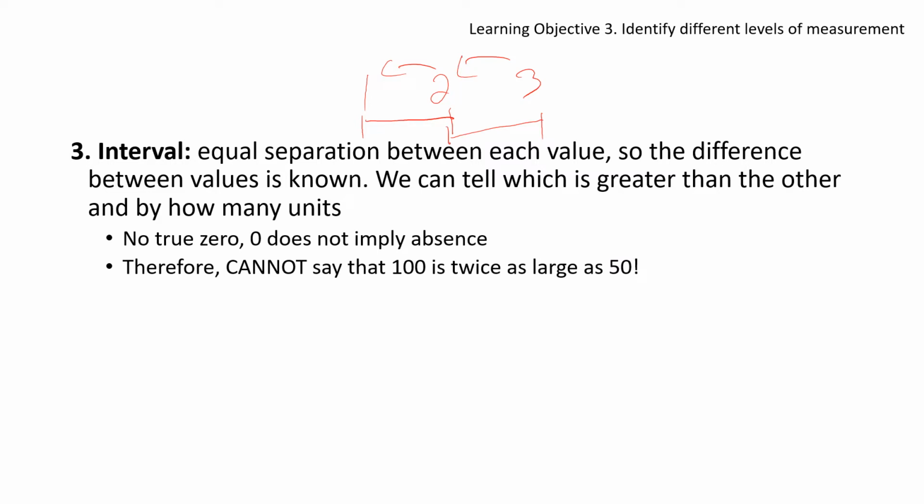So therefore, we cannot make ratio statements. We cannot say 100 is twice as large as 50. In my example, let's say we've got one house that's $100,000 above the average and another house that's $200,000 above the average. We can't say that the house that's $200,000 above is twice as much as the one that's $100,000 above, because in actuality, this one was $300,000 and this one was $400,000. So in actuality, it's only $100,000 more. It's not twice as much. So we can't make those ratio statements with interval levels of measurement.